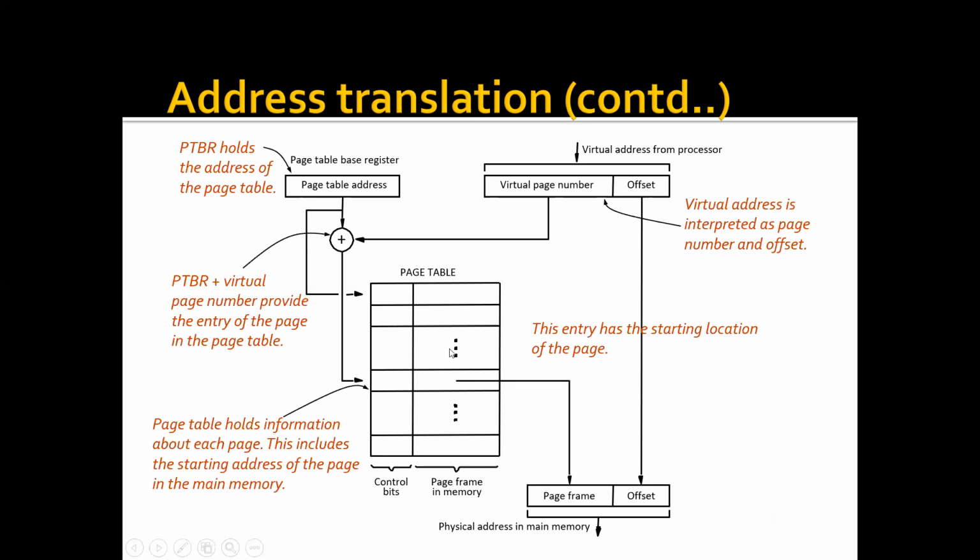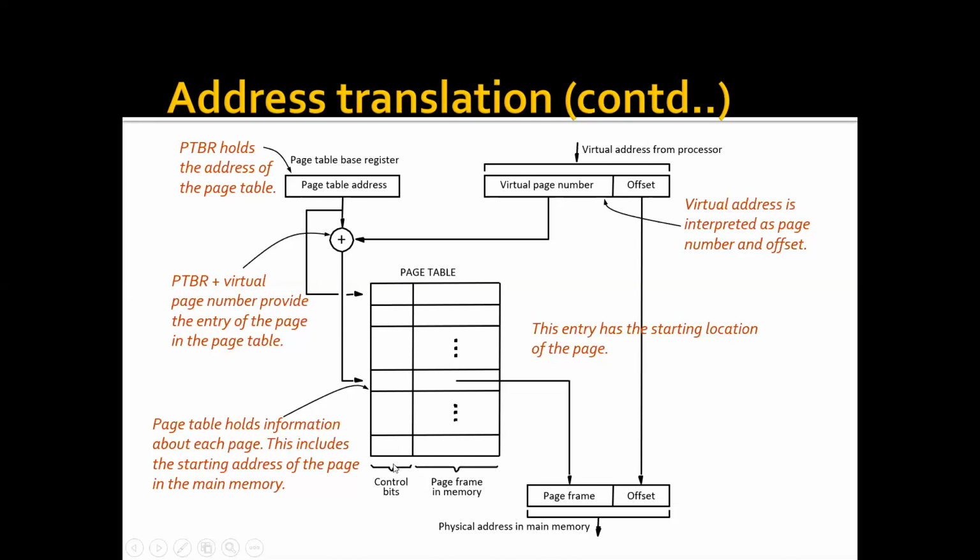These are the frame numbers of the corresponding pages. The page number need not be stored because these are already in order. First entry for page number 1, second one for page number 2, page number 3, up to the number of pages. If page number 1 is there, it is in which frame. If page number 2 is there, in which frame number. This is the page frame, and these are the control bits that are being used.